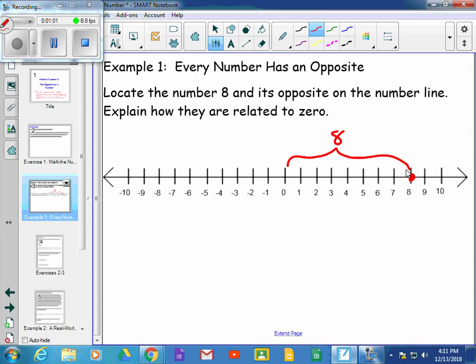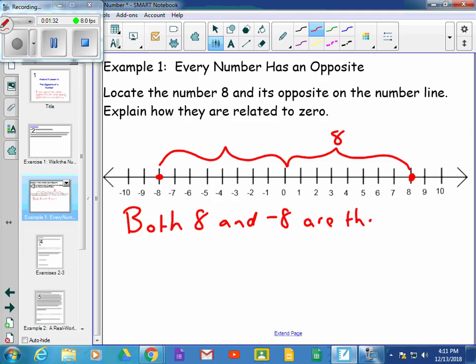Now I also have to place its opposite on the number line. So I need to place it the same distance from 0, but in the opposite direction. I'm going to place it at -8, because that -8 is also 8 spaces from 0, but in the opposite direction. So both 8 and -8 are the same distance from 0.